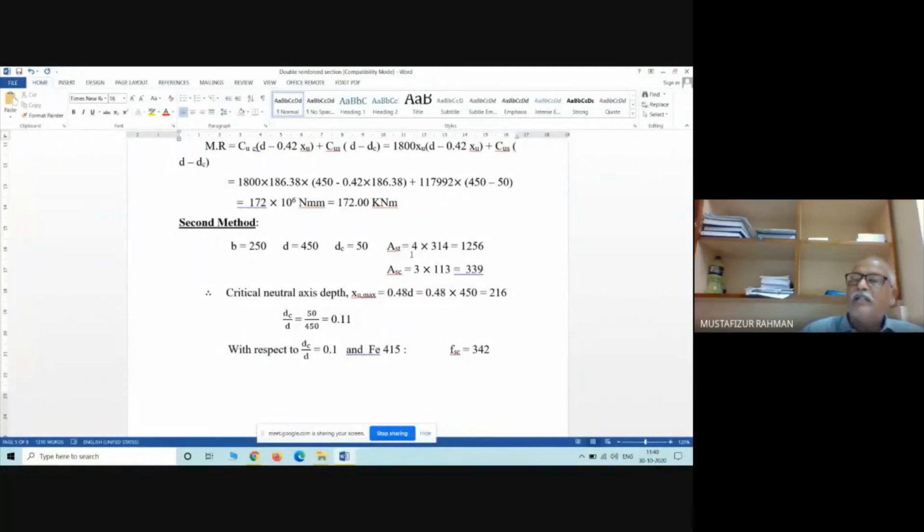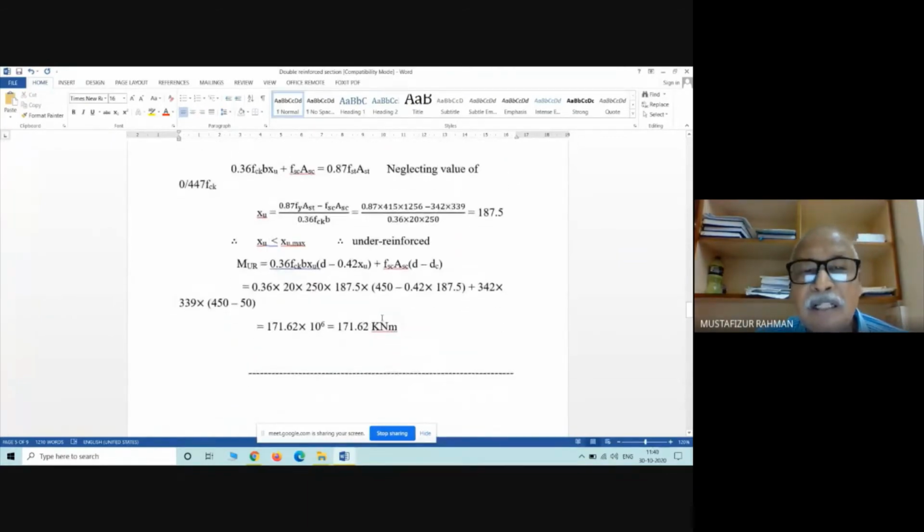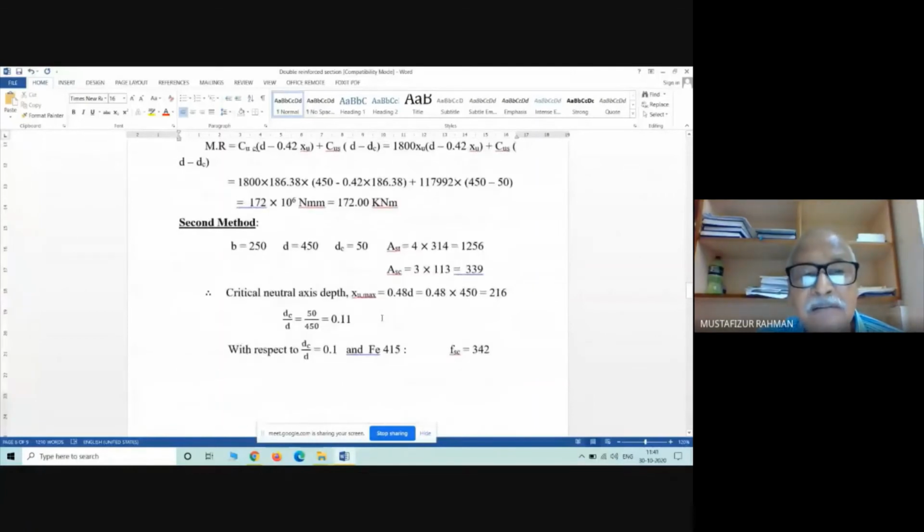Now this second method is just the application of that table. It is very simple. You see, b, d, dc are given, and the critical neutral axis remains the same. dc by d is the ratio of the compression steel cover to the actual effective depth, so it is 0.11. So dc by d is 0.1.